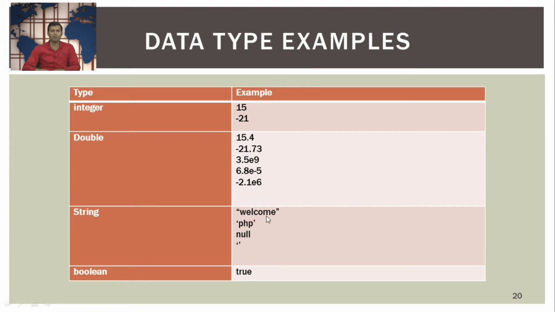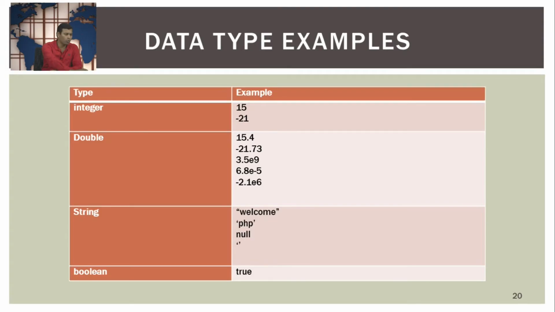For string, you can use either double quote or single quote. Though single quote performs faster, sometimes double quotation is also useful. Remember, if you start your string with double quotation, end with double quote. If it starts with single quote, you should end with single quote. Of course, you can use single quote and double quote within a string, which I will explain by example, but in short, PHP supports the string data type using double quote and single quote. And boolean has a value of either true or false. True or false can be lowercase or uppercase; both are valid.